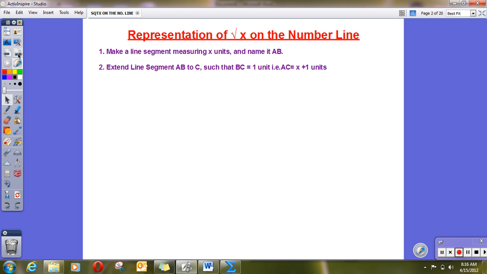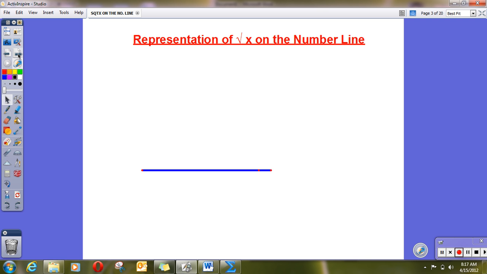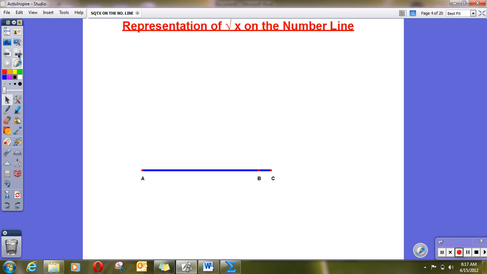Let us make a line segment measuring x units and name it AB. Then extend the line segment AB to C such that BC is equal to 1 unit. That is, AC becomes x plus 1 unit. Let's see how it happens. We drew a line segment AB, then we extended it by 1 unit to C.